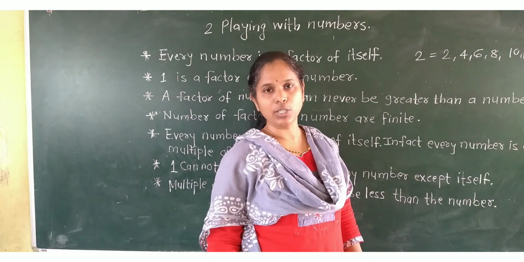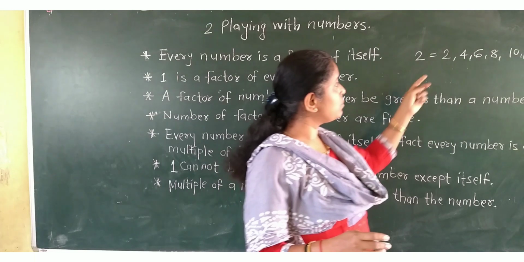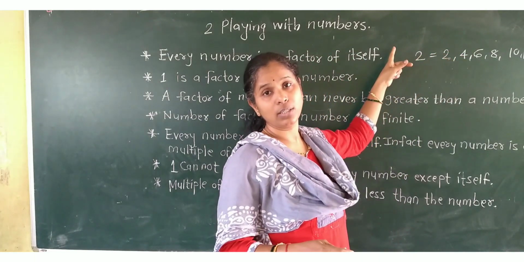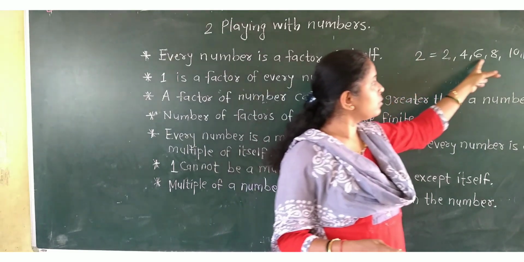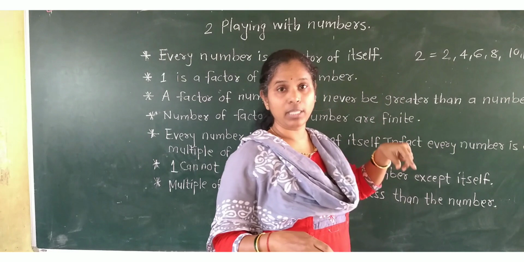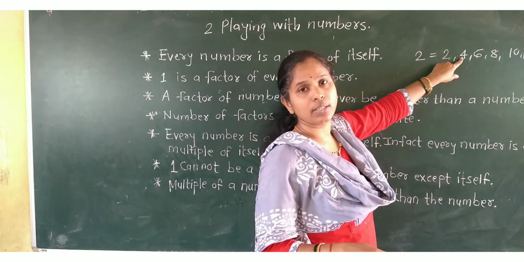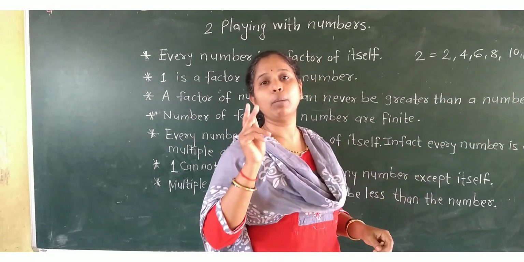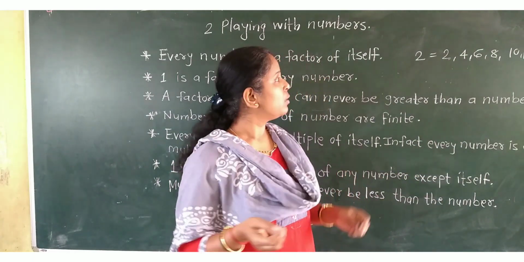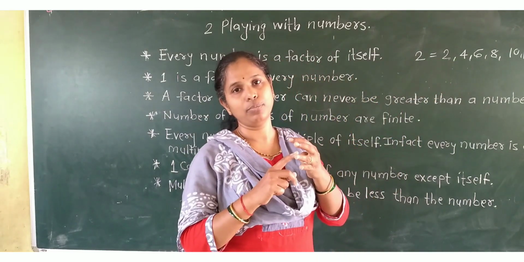Okay? Understood the difference between factors and multiples? Multiples means the numbers which we can divide by a given number. That is, these numbers are multiples. And factor means by which number we can divide this. Now suppose 4 is divisible by 2 and 4. Correct? So factors of 4 are 2 and 4.